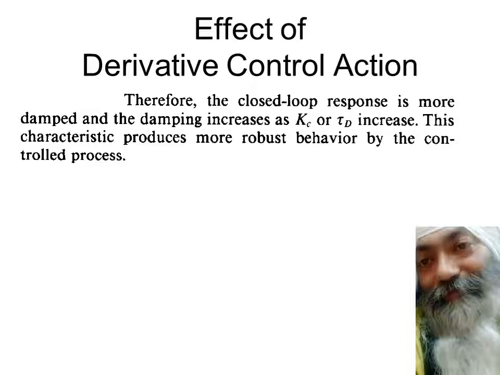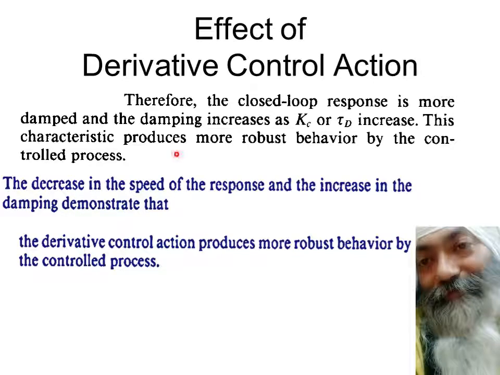So my dear friends, what do we conclude so far? That the moment you go in for a derivative controller, the closed loop response is more damped, and this damping increases as Kc increases or tau d increases, because those are the values which zeta depends upon. Now this characteristic produces more robust behavior. What do you mean by robust? That's what we're going to see. Once zeta is more, it means it decreases the speed of the response.